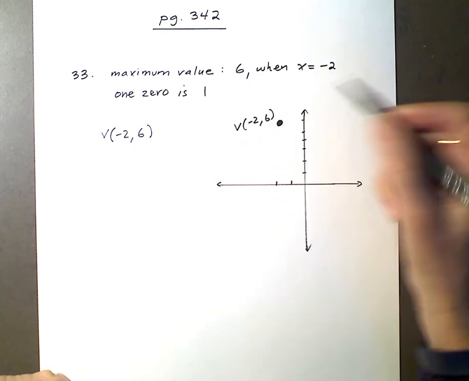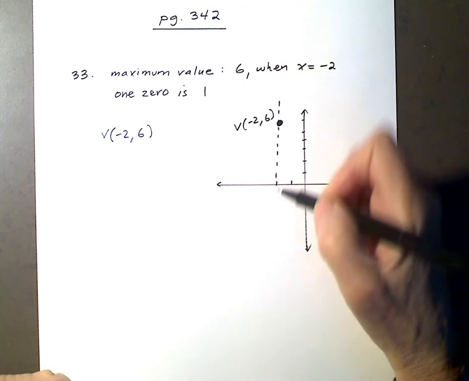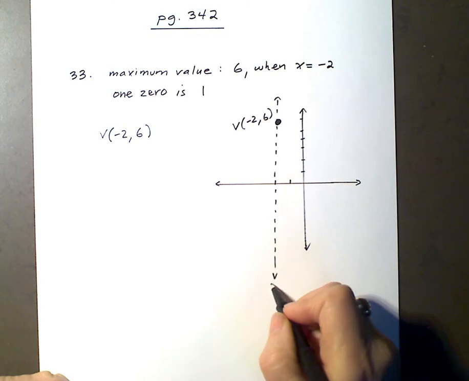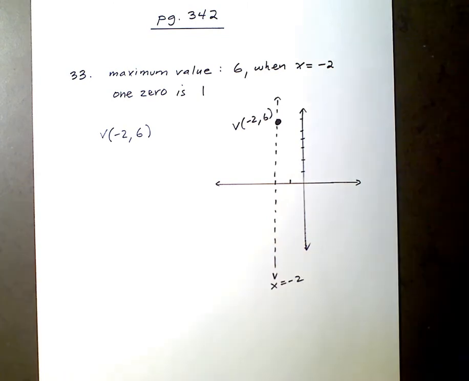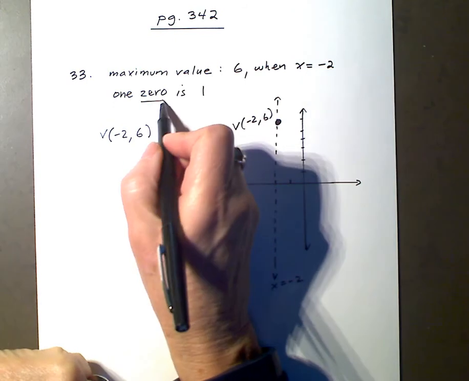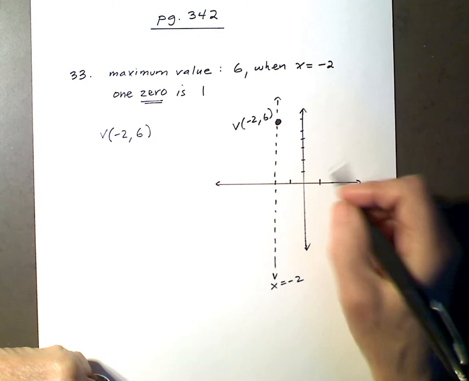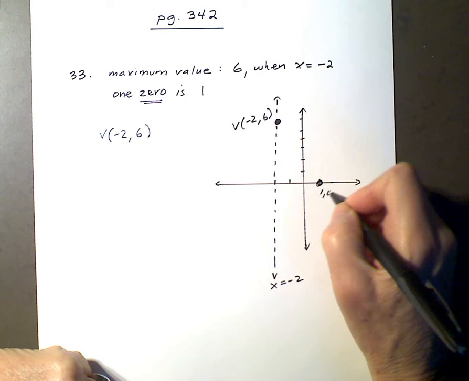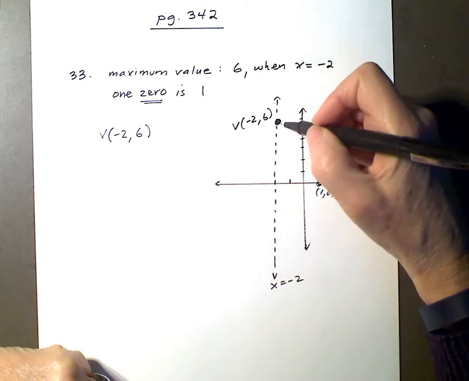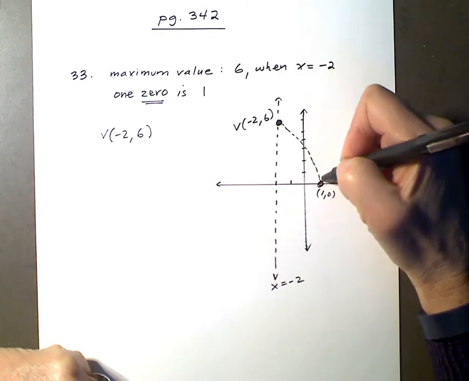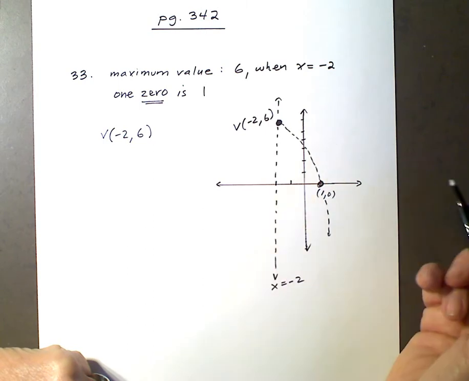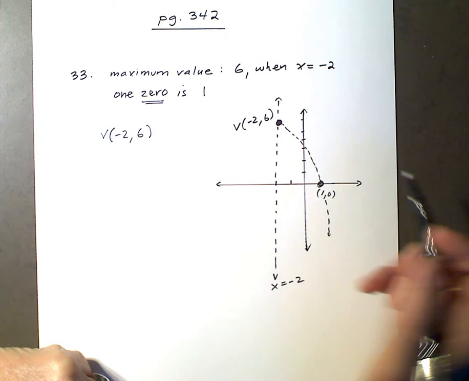and my axis of symmetry goes through that. The axis of symmetry is the vertical line x equals negative 2. And it tells me one of the zeros, which is another word for x-intercept, is positive 1. So this parabola must open down, because it crosses here at 1. And it must be symmetrical about this axis line, so I can find the other zero just using symmetry.